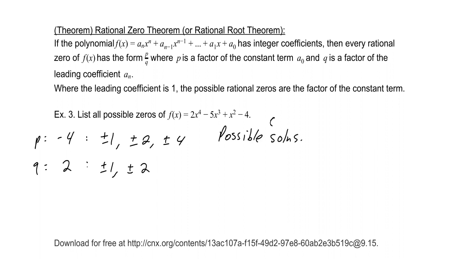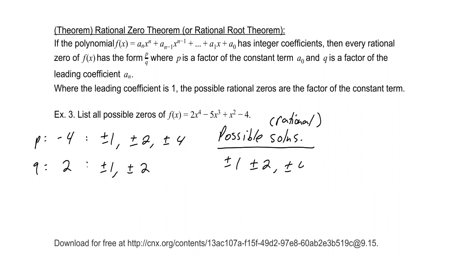Okay, and I should add rational on here. Possible rational solutions are plus or minus 1. Okay, so I'm taking 1 divided by 1. Next I'm going to take 2 divided by 1, so plus or minus 2. Next we have plus or minus 4.